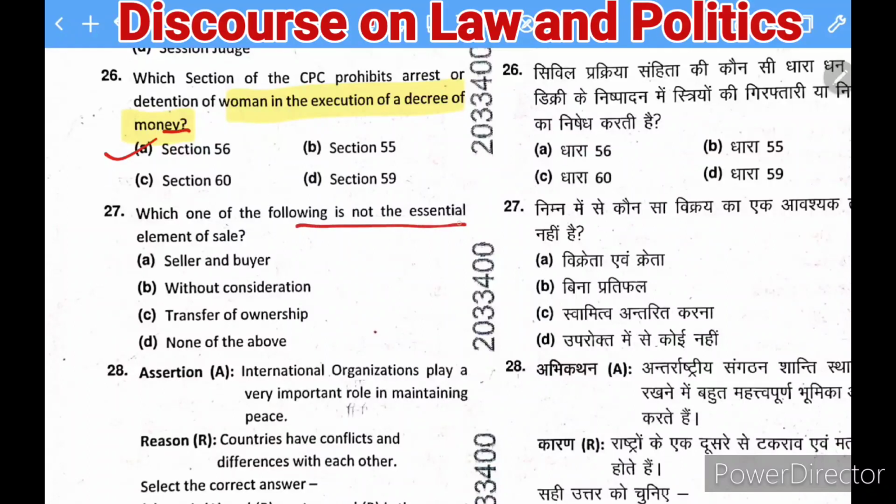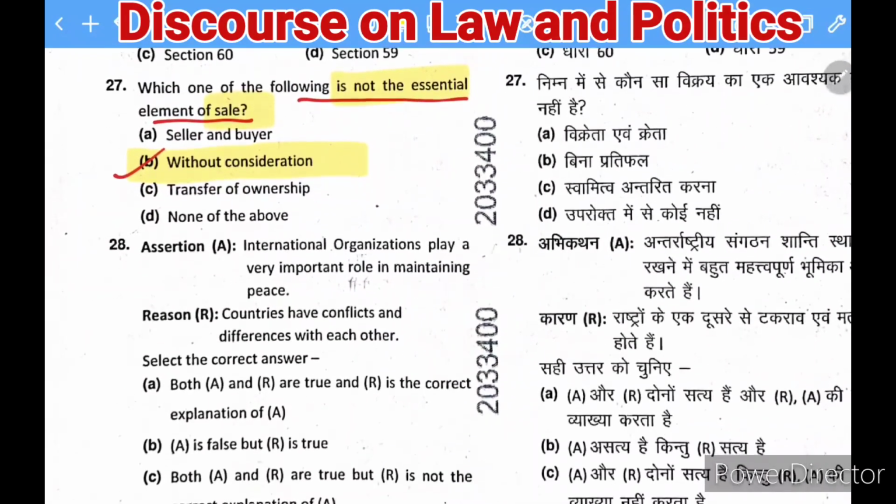Which one of the following is not the essential element of sale? We have to see which is not the essential element of the sale. Now the options which are given here: the seller and buyer, without consideration, transfer of ownership, and none of the above. So which is the right answer of this question? The right answer is without consideration. There must be some consideration because it is about the sale. Okay, it is not like a gift.